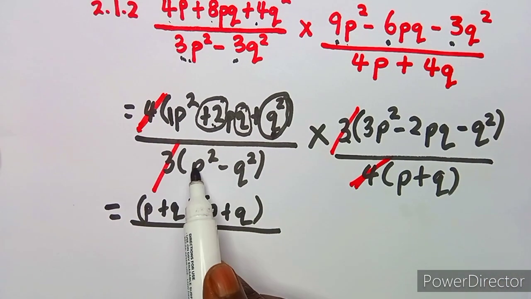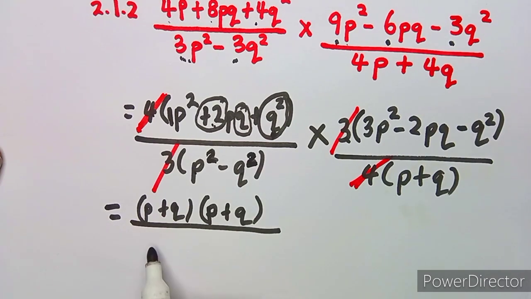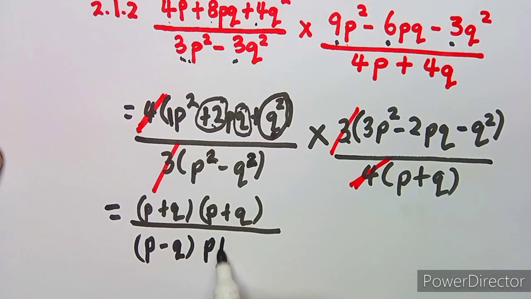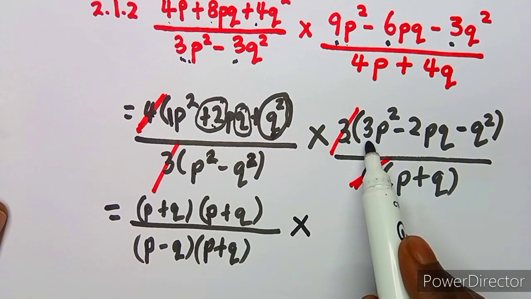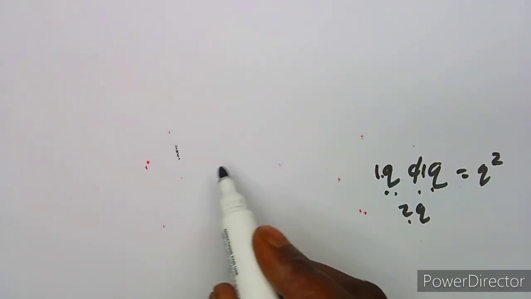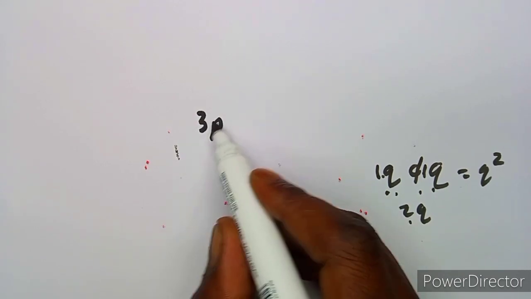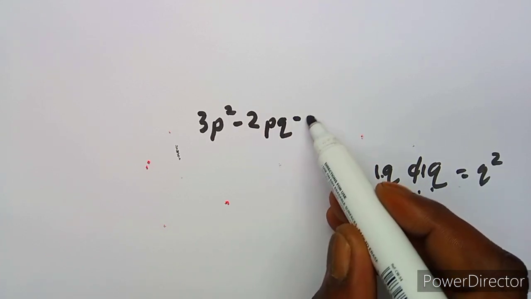Okay, and what about this part? This is clearly a difference of two squares because we have squared and squared there, so we are going to have p minus q into p plus q. Remember, for difference of two squares, one subtracts, another adds. No matter the way, you can start by adding then subtracting. It's one and the same thing. All right, then here we've got 3p squared minus 2pq. So here we have to just factorize it aside. This one, 3p squared minus 2pq minus q squared.